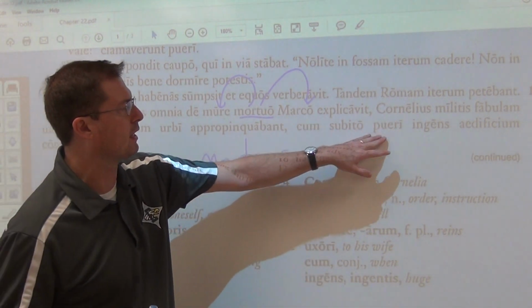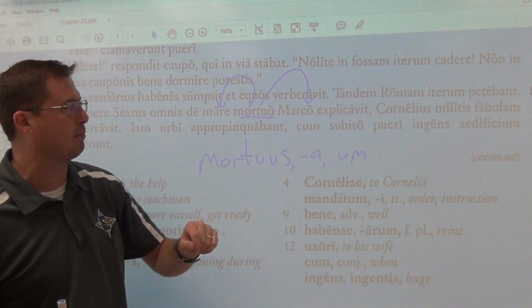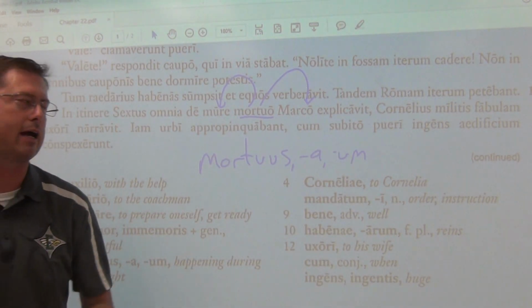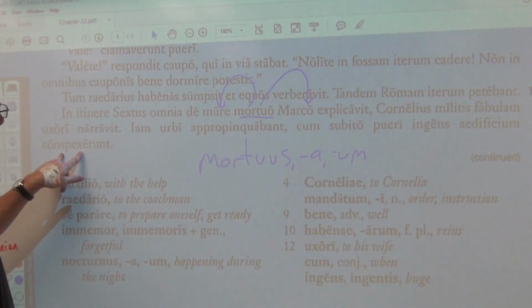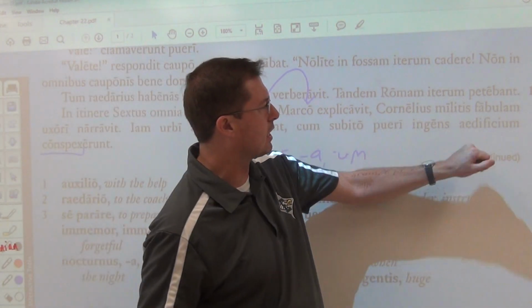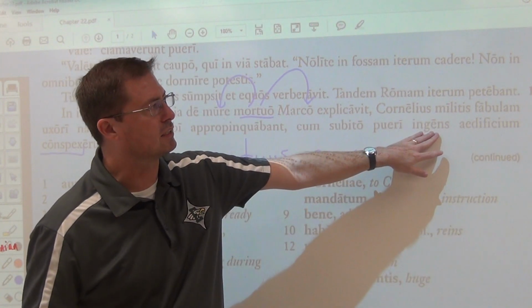Cum subito pueri, when. Whenever you see the word cum, you immediately look to see if there's an ablative. If there is not one, it's not going to be translated as with, only with an ablative, but it'll be instead when. When suddenly the boys have spotted a ingens edificium, a huge building. Ingens is a third declension adjective of single termination.